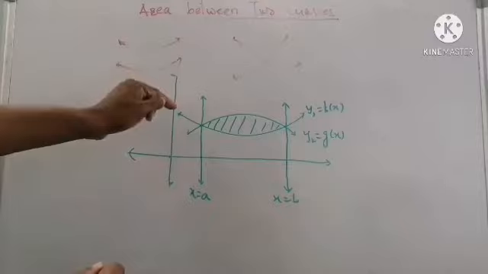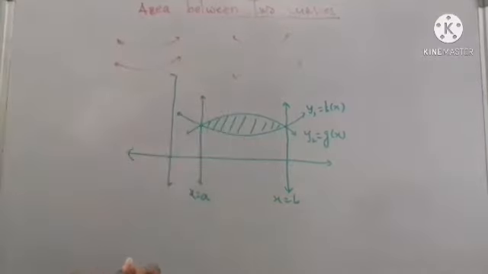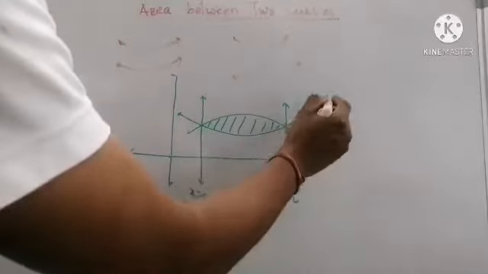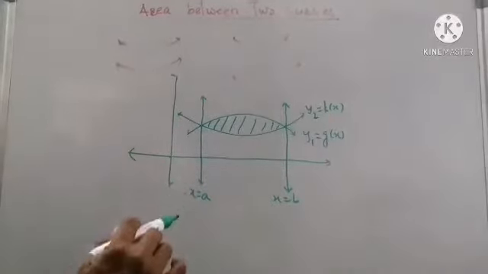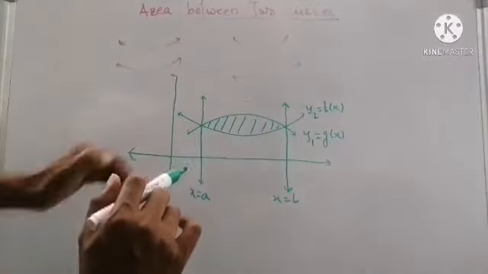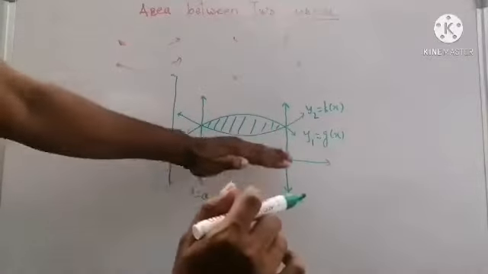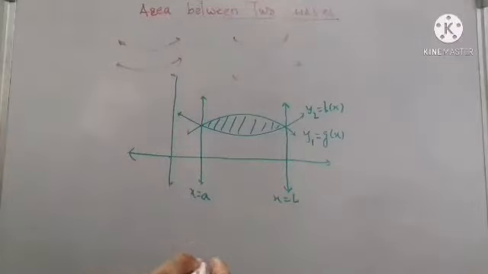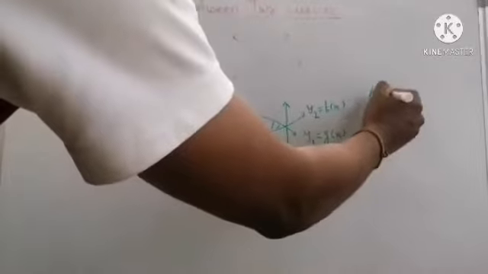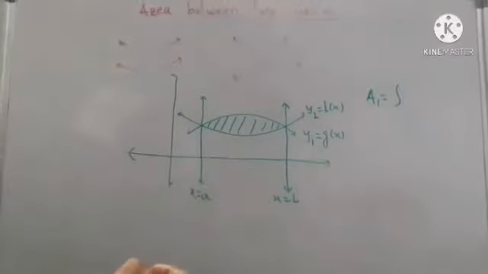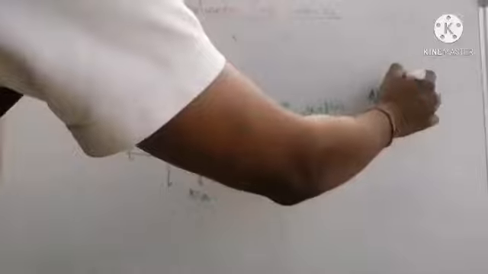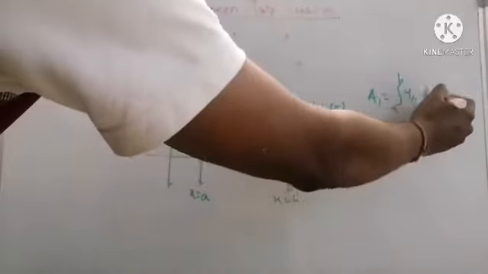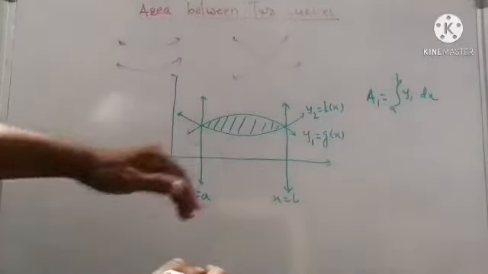Now for the first curve, I change the notation here. I take this as y1 and this as y2. This is notation only. Now the first curve is y1. The area bounded by y1 with respect to the x-axis between these two vertical lines x is equal to a and x is equal to b, I represent as A1. A1 is the area, the integration from a to b of the first curve, which is y1, into dx. As with respect to the x-axis we find.